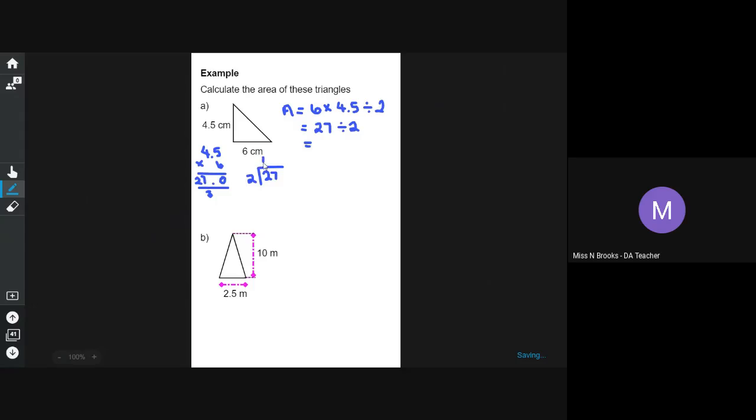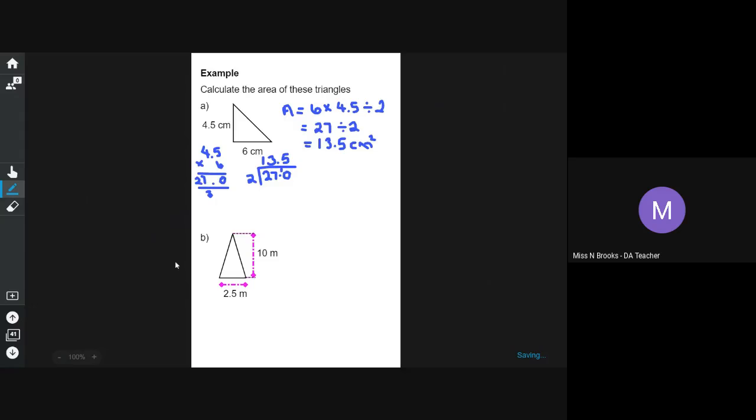2 goes into 2 once, 2 goes into 7 3 times. Now, instead of doing a remainder 1, what we're going to do is put a decimal point on, and add a 0. We've already got that 0 here. And we have a remainder 1 that we can put on there. And then 2 goes into 10, put our decimal point in, 5 times. And so our answer is going to be 13.5, and our unit is centimeters squared.